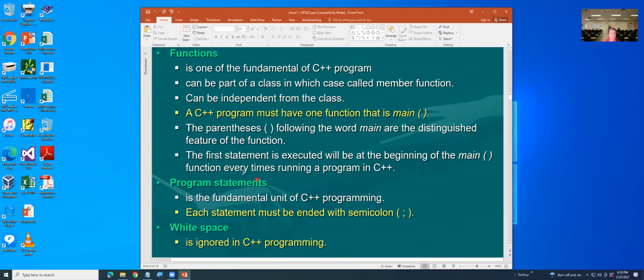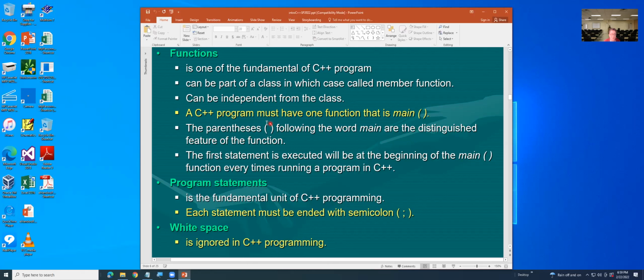Now, function is one of the fundamentals of a C++ program. It can be part of a class. We don't care about this one. That means the class is a different chapter and can be independent. A C++ program must have one function that is main. Even if you don't have any other function in your program, you must have one function, main. You will be typing your program inside the main function.